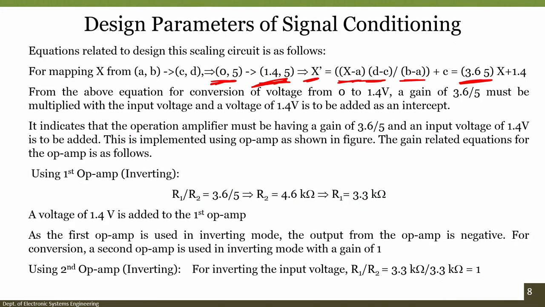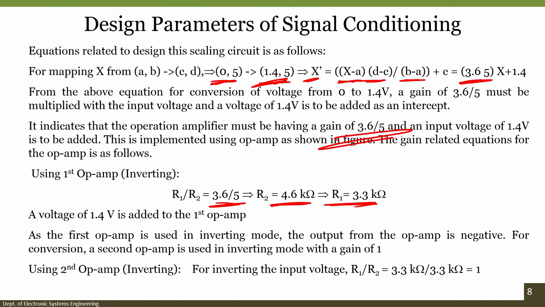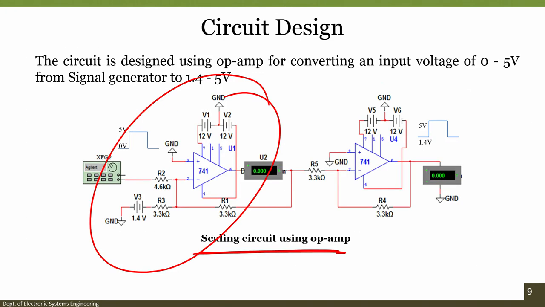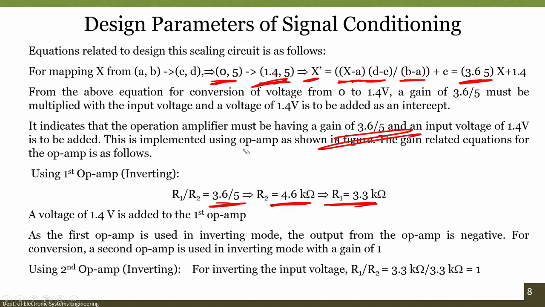Then the gain related equations for the op amp are as follows. For the inverting stage, R1 by R2 is 3.6 by 5. So, R2 equals 4.6 kilo ohm and R1 can be 3.3 kilo ohms, right. If I use this particular circuit with R2 equals 4.6 and R3 equals 3.3, then only can I have my gain of 3.6 by 5, right. A voltage of 1.4 is added to the first op amp. What we have done is add 1.4 volts to the first operational amplifier of the two operational amplifiers shown in the figure.